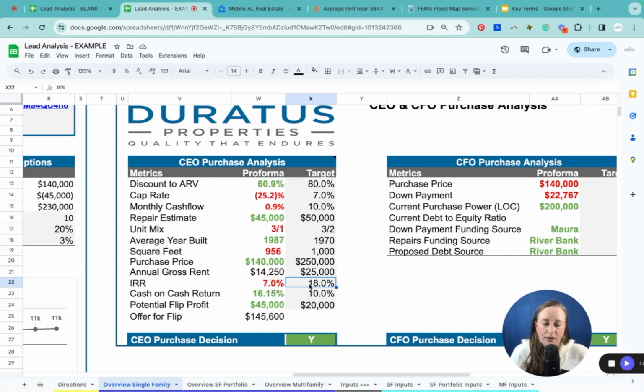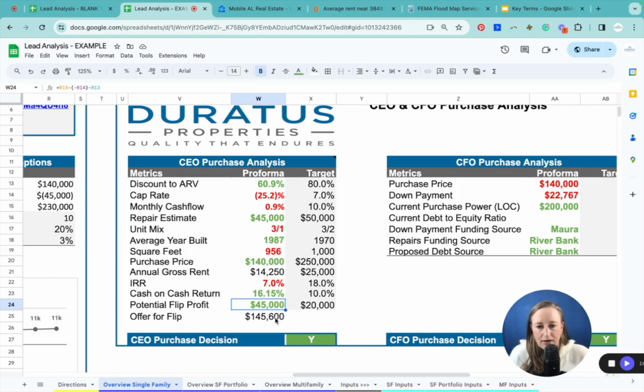IRR is low. That's expected for a flip. Cash on cash return is healthy. We want a minimum of 10%. We're looking at 16% here, so that's great. Profit potential, we have our $20,000 minimum, and this one is going to be about $45,000.